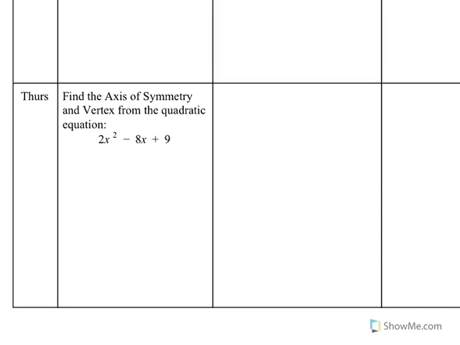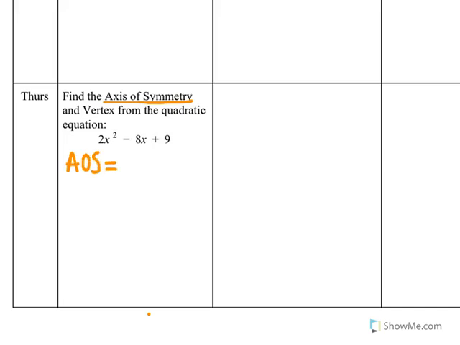Hi Math 2. Thursday's homework question in preparation for tomorrow's lesson says, find the axis of symmetry and vertex from the quadratic equation 2x squared minus 8x plus 9. Hopefully this is familiar. We did do this in Math 1. So your axis of symmetry is the first thing that we're going to find. We're going to abbreviate that the AOS, axis of symmetry.